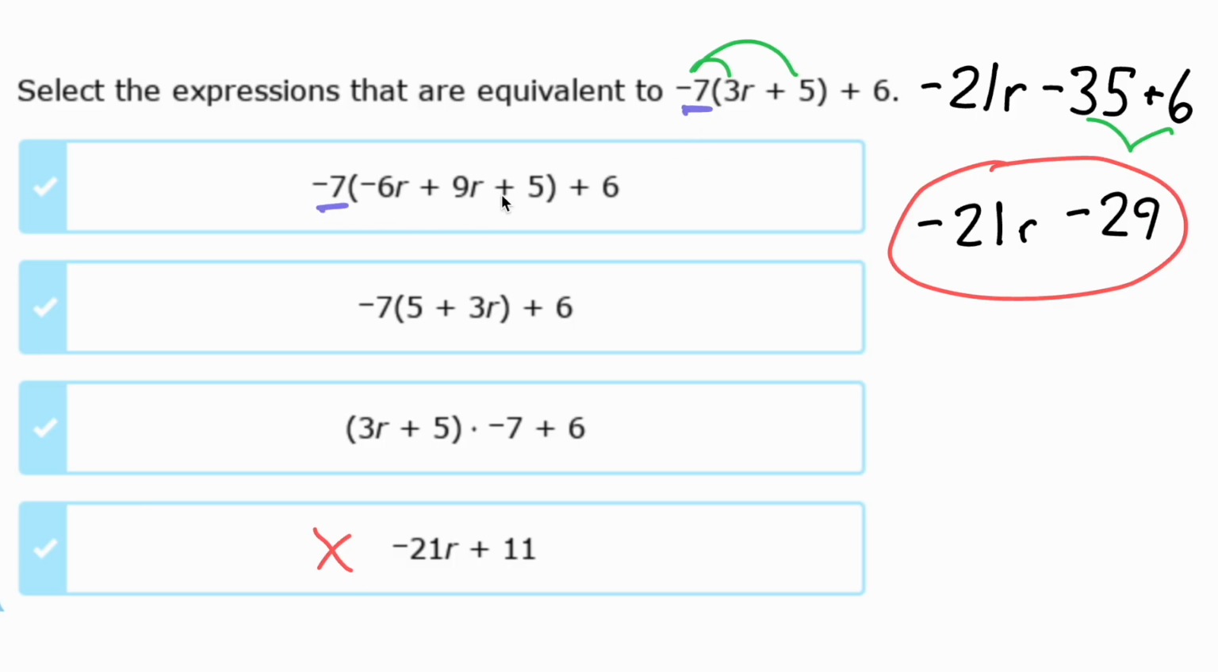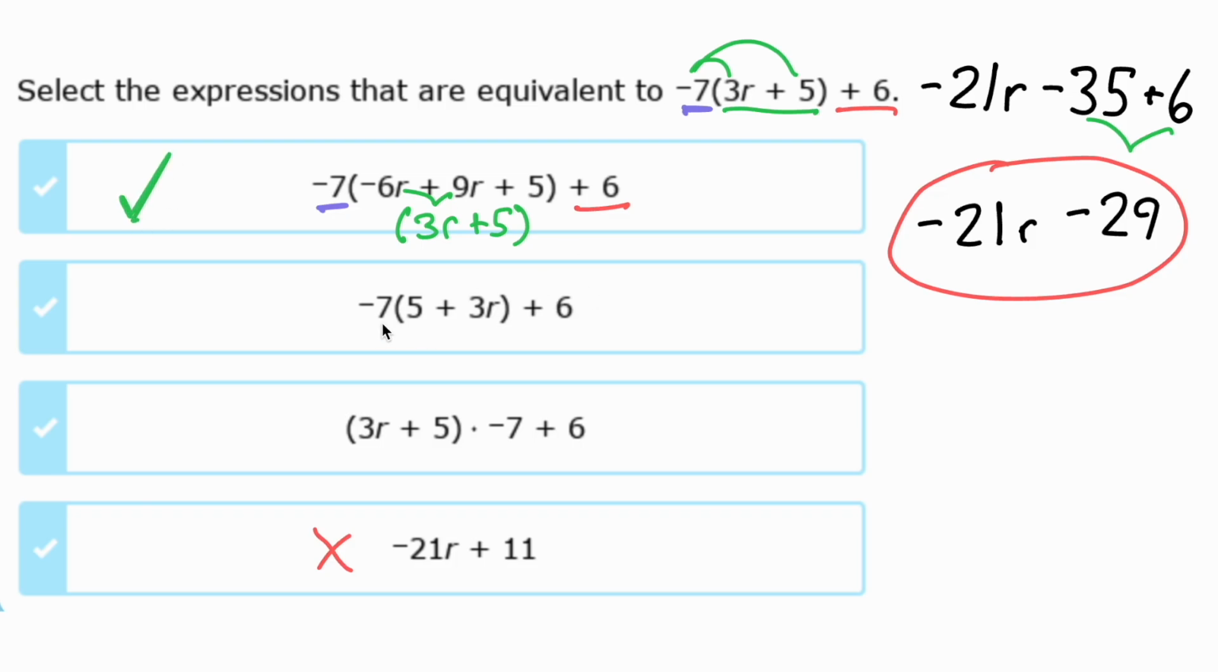However, the original expression has 3r plus 5. If we combine like terms, negative 6r plus 9r comes out to 3r, so that simplifies to 3r plus 5. And both expressions end with plus 6, so that's actually an equivalent expression.